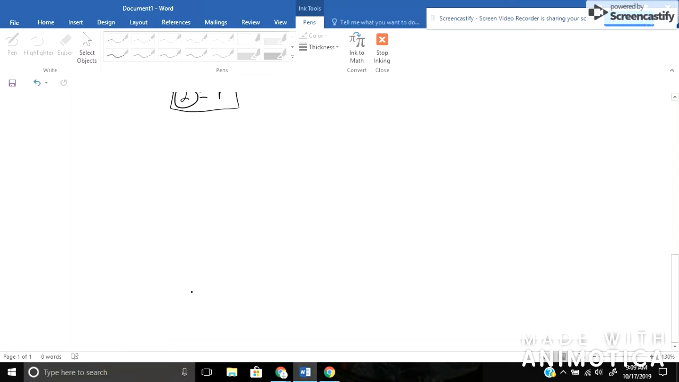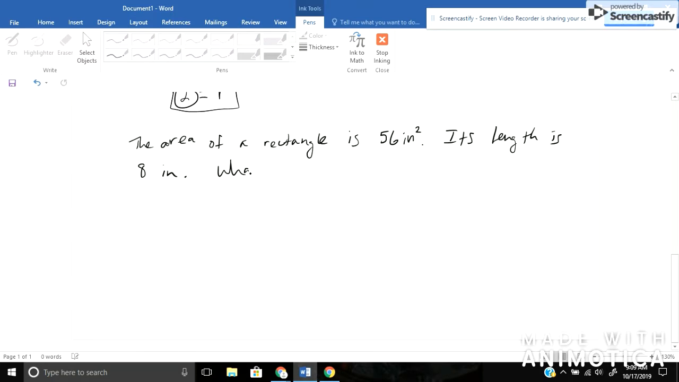Let's try a word problem here. I'll have you write down the word problem with me. It says the area of a rectangle is 56 square inches. Its length is 8 inches. What is its width?